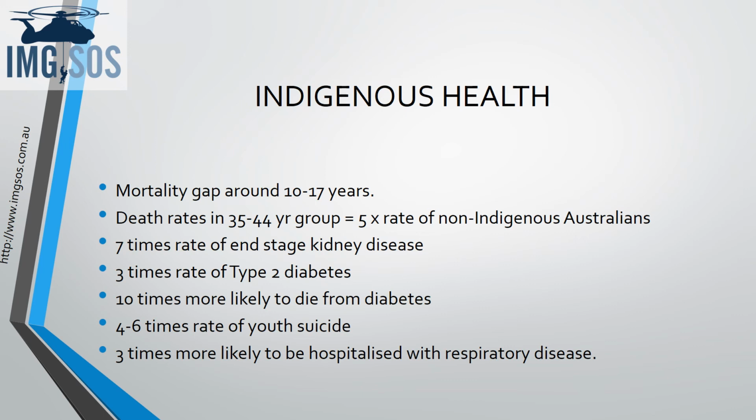Death rates in the 35 to 44 year age group, which is where we shouldn't be expecting people to die, is 5 times the rate of non-Indigenous Australians. Aboriginal and Torres Strait Islander people have 7 times the rate of end-stage kidney disease, 3 times the rate of type 2 diabetes. They are 10 times more likely to die from their diabetes should they have it. The rate of youth suicide is 4 to 6 times that of white Australians, and they're 3 times more likely to be hospitalised with respiratory disease.